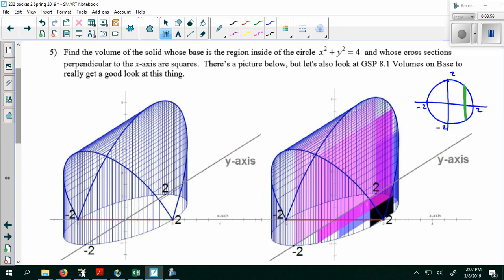So I've got some pictures of what this thing looks like. So I've got the x-axis, this is x, this is the y-axis. So perpendicular to the x-axis, I have some squares. So here's one, here's another, this pink one. But this is hard to look at in 2D. So I have a nice animation to help us get a good look at this thing.